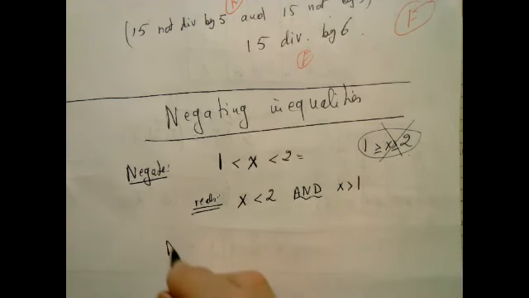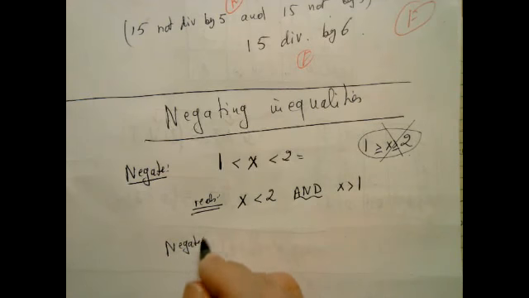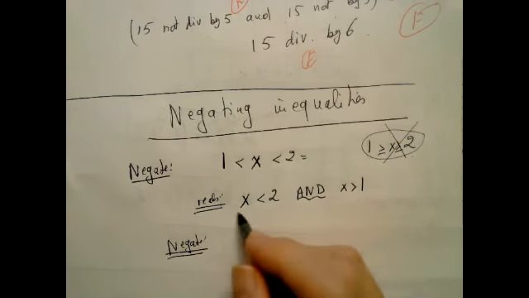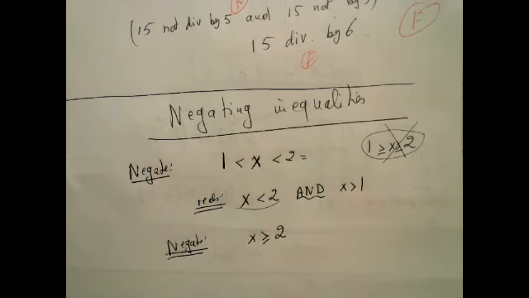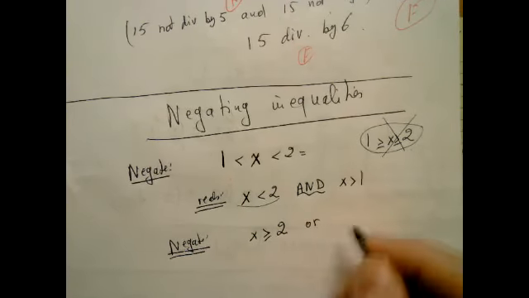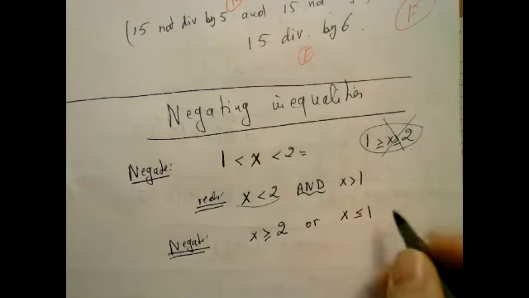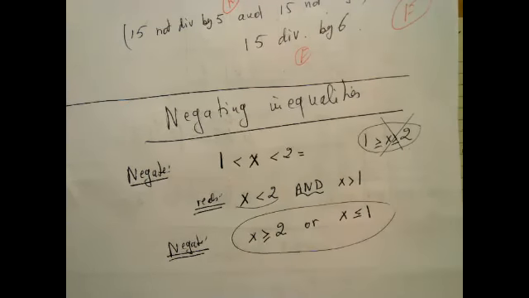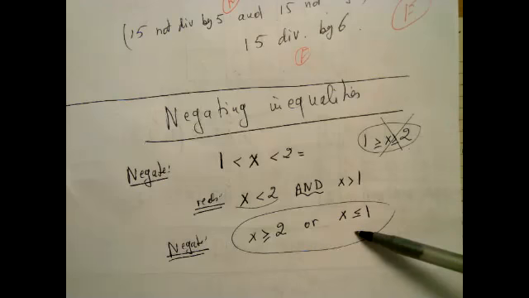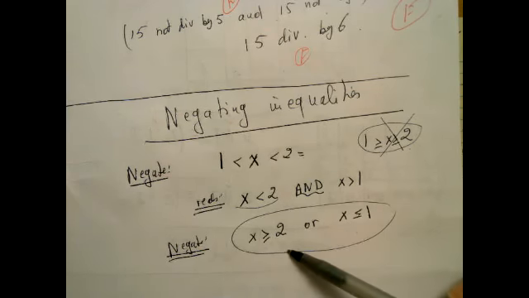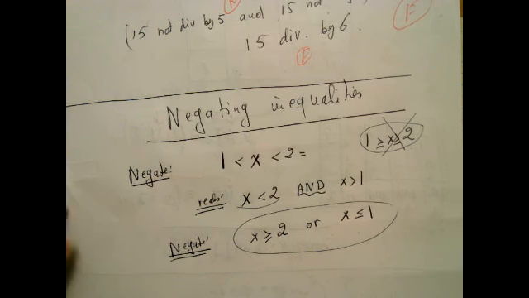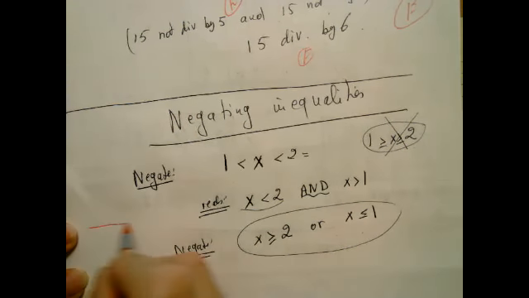So now when we're going to negate it, how are we going to negate it? x bigger or equal to 2 or x less or equal to 1. That's the proper negation of the sentence. So x between 1 and 2, well, the negation is x bigger or equal to 2 or x less or equal to 1. And why does this negation make sense? Because watch carefully.